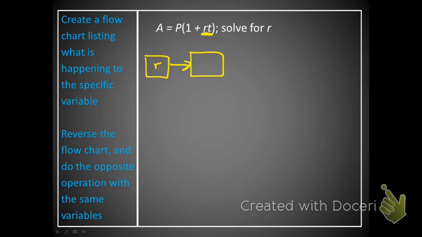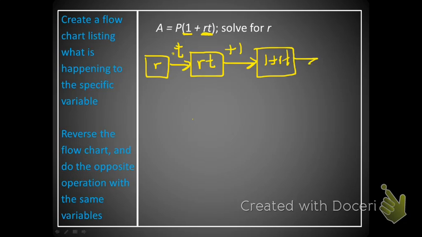RT means that I'm multiplying. I'm multiplying times T. So that would give me RT. Now, if I keep looking at the problem, the next thing that's happening is that the 1 is just a positive, so I'm adding 1. That gives me 1 plus RT.